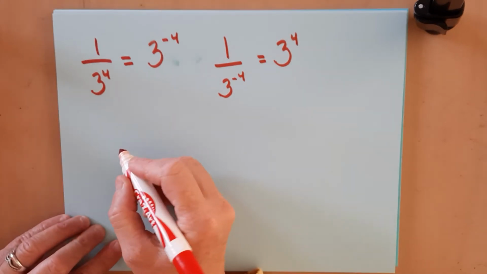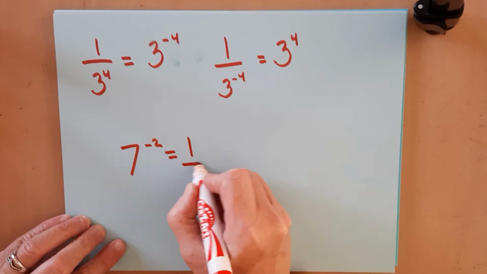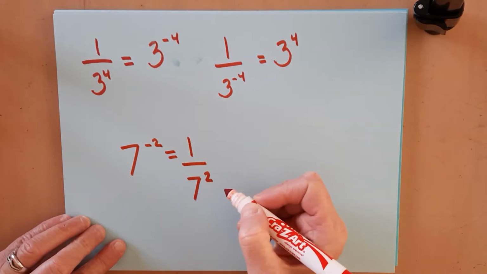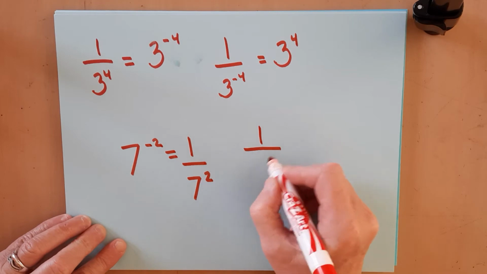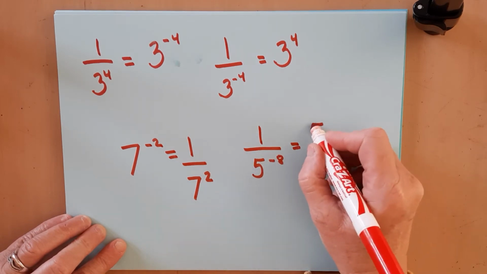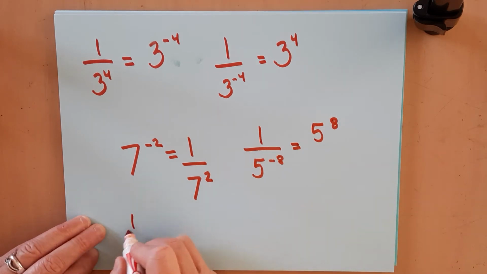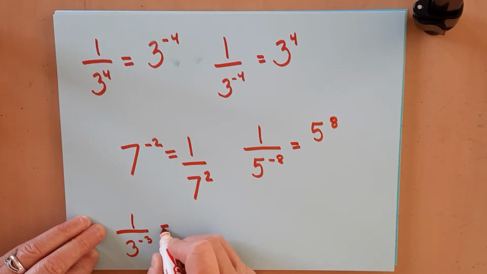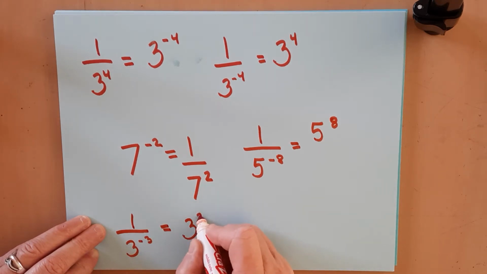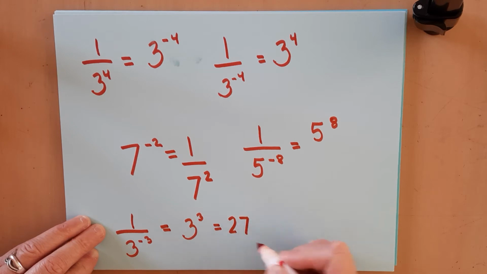So a couple more examples. 7 to the negative 2 would be the same as 1 over 7 squared. 1 over 5 to the negative 8 would be the same as 5 to the 8th. And 1 over 3 to the negative 3 would be the same as 3 cubed, which if you continue to multiply that out, 3 times 3 times 3 is 27.